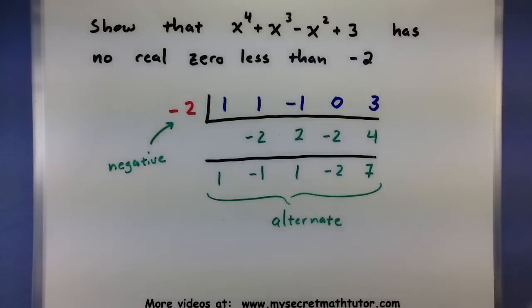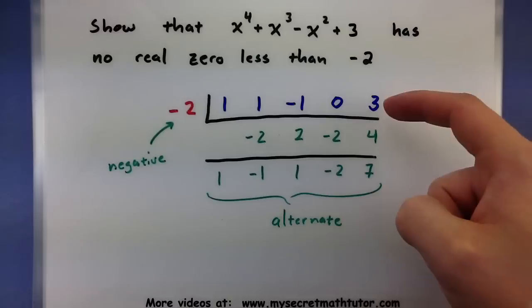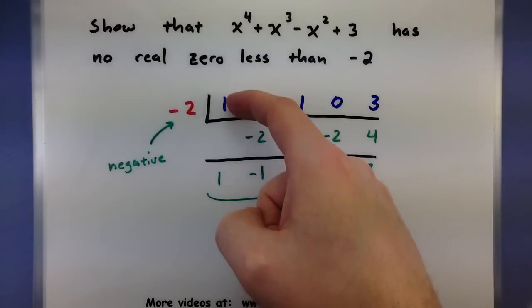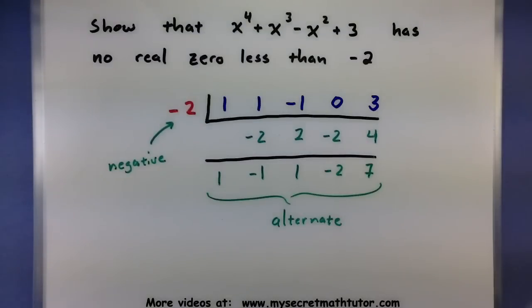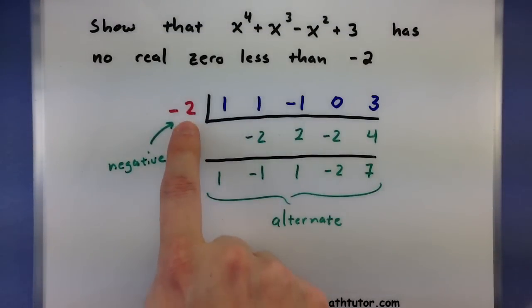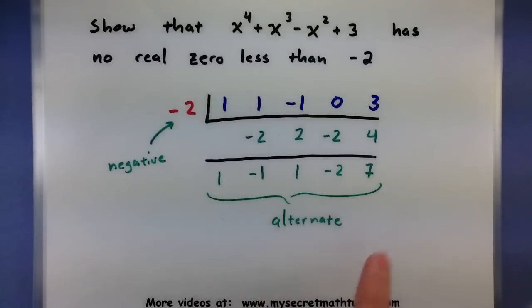But make sure you have all of the key components to make sure that you can use the theorem. You want to make sure that your coefficients are real, the leading term of your polynomial is positive, and then double check whether you're using a positive or a negative value here to see what the bottom row should look like. And that's how you use the boundedness theorem.